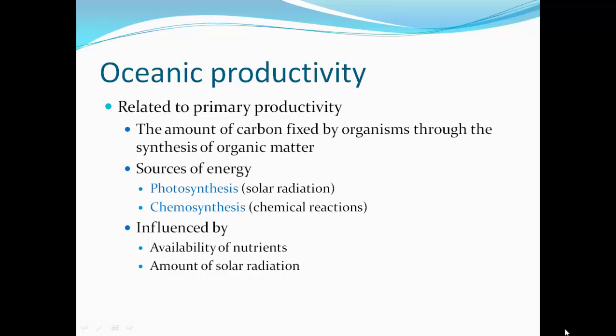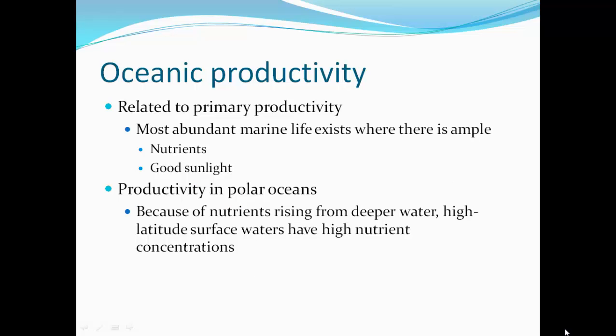Ocean productivity. Related to primary productivity is the amount of carbon fixed by organisms through the synthesis of organic matter. Sources of energy for this are photosynthesis from solar radiation and chemosynthesis, chemical reactions. This is influenced by the availability of nutrients and the amount of solar radiation. Most abundant marine life exists where there are ample nutrients and good sunlight.